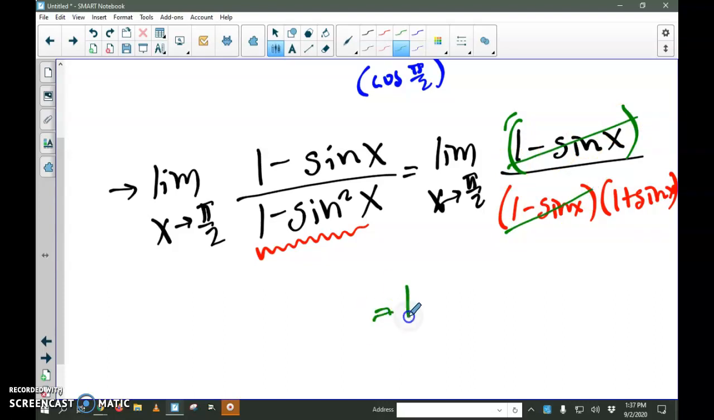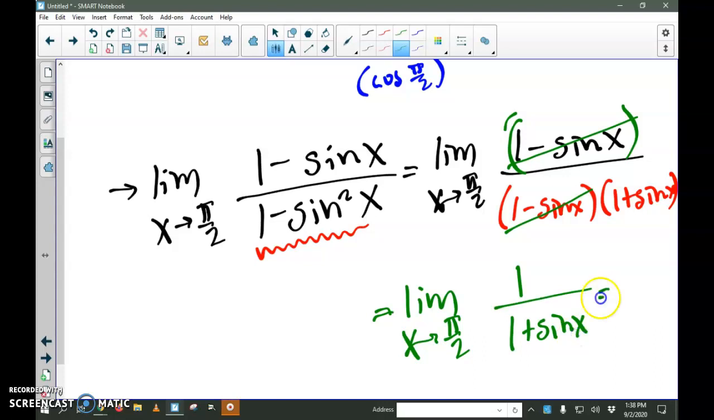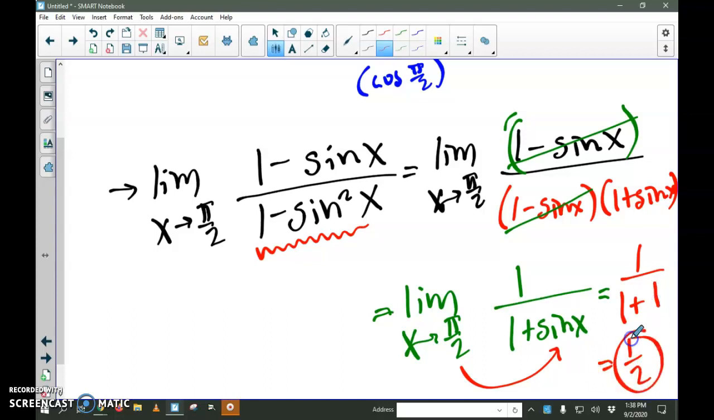So what I'm left with is the limit as x approaches pi halves of 1, everything divided out. So I have nothing left in the numerator. Well, remember, 1 minus sine divided by itself is 1, okay? Divided by 1 plus sine x. And now I can go ahead and substitute in. I have 1 over 1 plus sine of pi halves, which is 1. So this whole thing is going to simplify to 1/2.